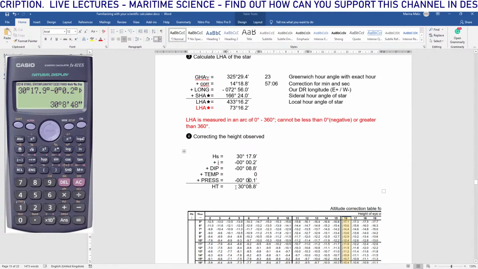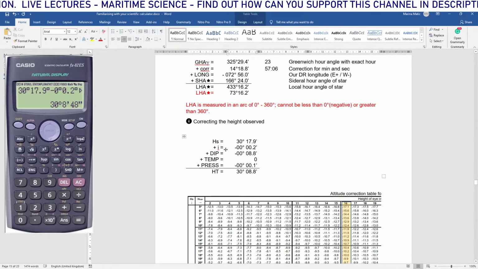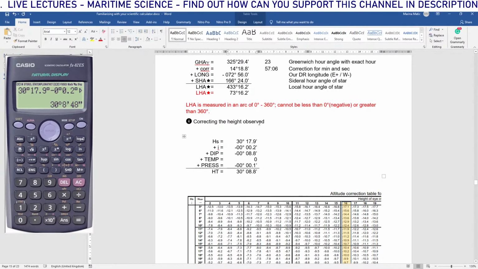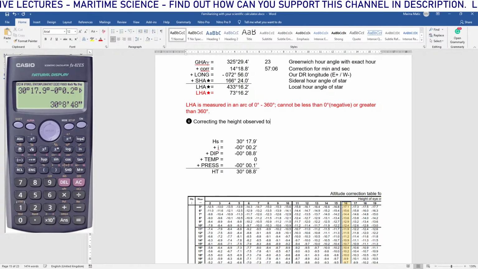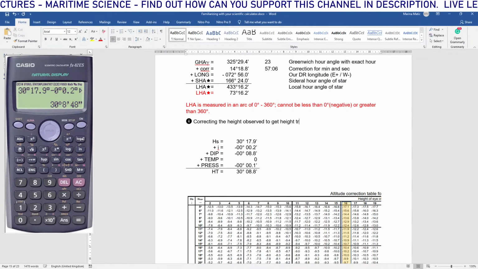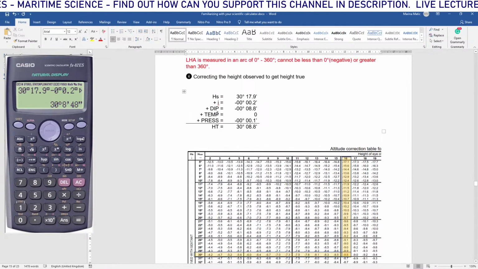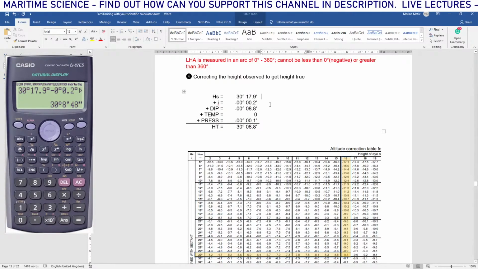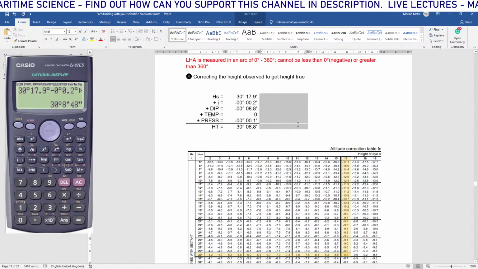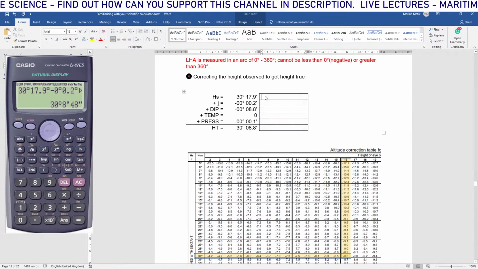So let's continue. We have height true. That is step 4, correcting the height observed to get height true. Okay, so that's step 4. And later on, do I have columns here? I have columns here, so I will type here everything that I said.